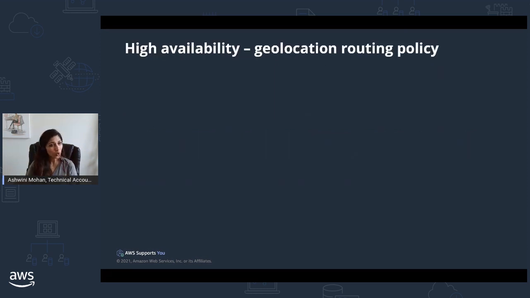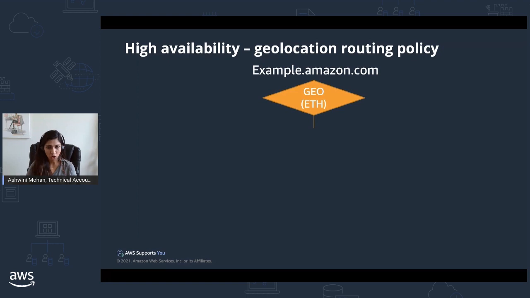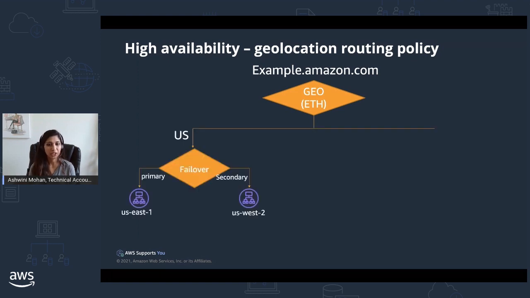With a geolocation routing policy, we can achieve a high availability use case where we can implement a failover within the geolocation routing policy. In this scenario, for example.amazon.com, the first branch is the US region with a failover record set that's pointing to the US East region ALB and the US West region ALB. Additionally, we have four other geolocation records created for North America, Asia, and default.